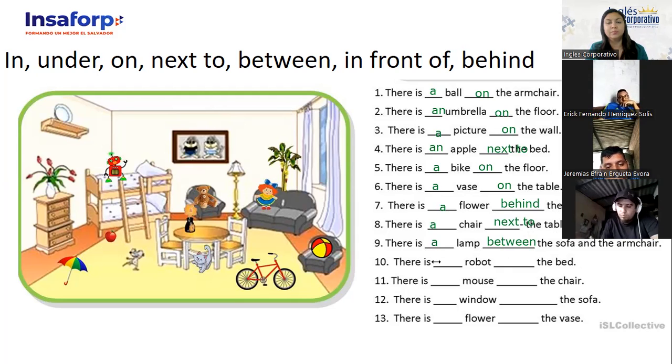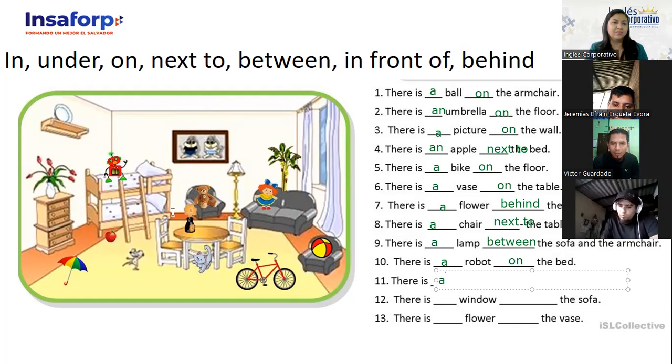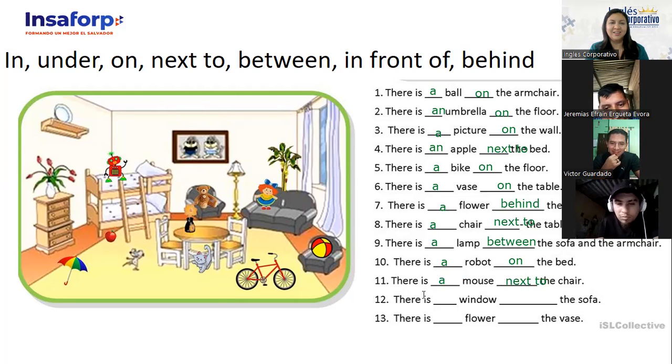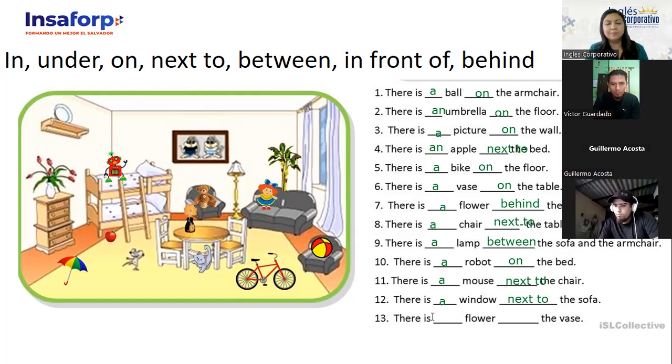There is a floor on the bed. Yes. 11. There is a mouse next to the chair. Okay. Hay unos niños aprendiendo inglés también. Number 12. There is a window next to the sofa, okay. Next to the sofa. And 13, there is a flower in the vase. In the vase, exactly, because it's in, yeah, in the vase.